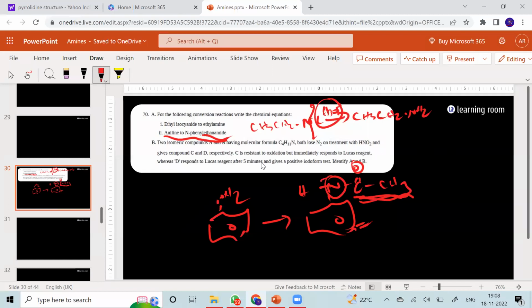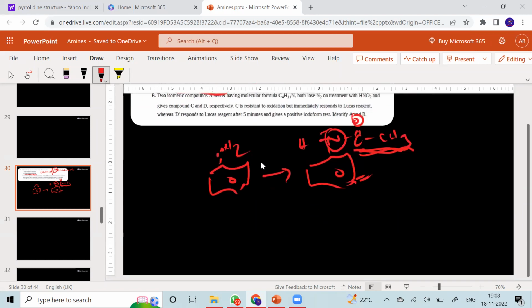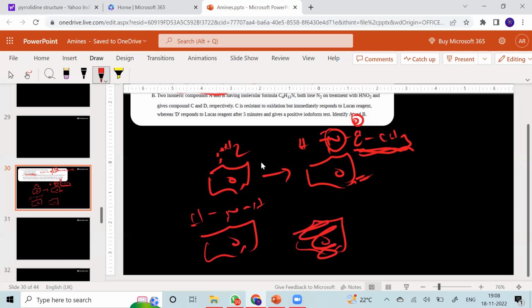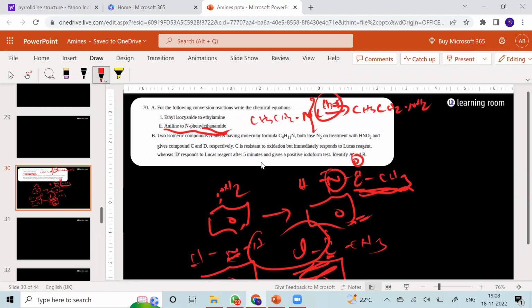Now, how do you grow this? This is your Schotten-Baumann reaction. What do you do with the Schotten-Baumann reaction? You will go for NH like this, and you will make it react with Cl, C double bond O, CH3. And what will you do? You will attach this nitrogen with this carbon. Acetylation, basically. That's what you will do. Fine.